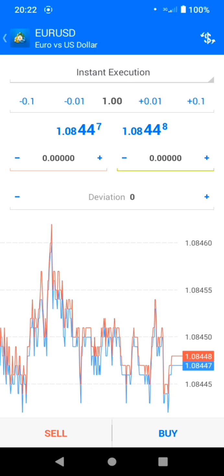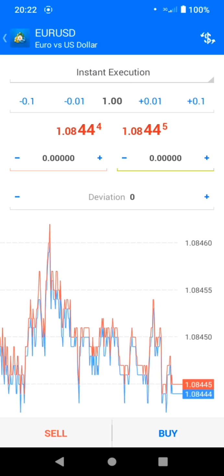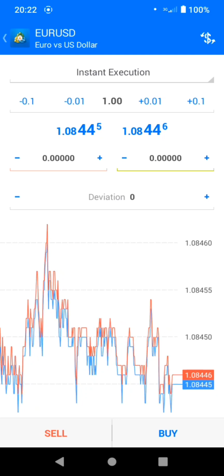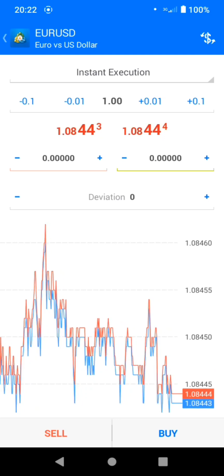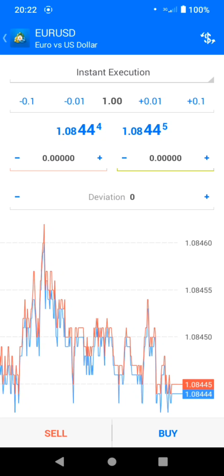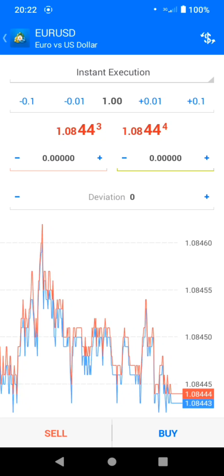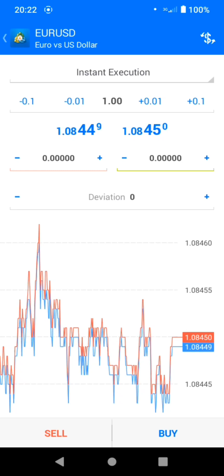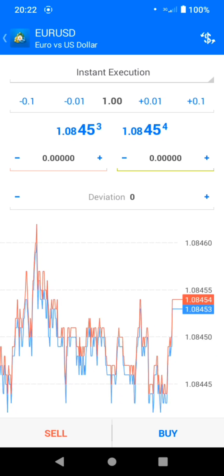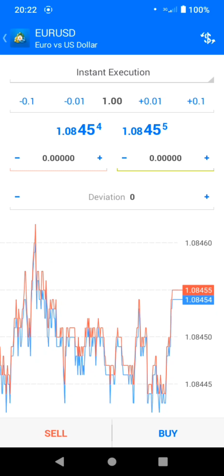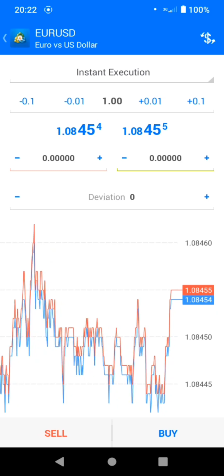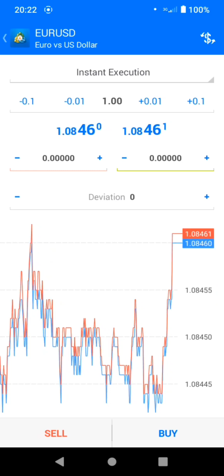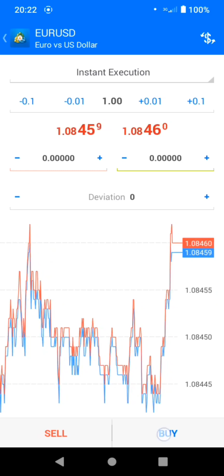Let's say now we want to go long. You can see we have buy and we have sell. When I say buy, it means long. We are saying the euro is going to be stronger and the dollar is going to be weak. If I say sell, it's going to be the opposite: the dollar is going to be strong and the euro is going to be weak. So buy is called long, and sell is called short. If I say let's go long on this market, EUR/USD, I'm telling you to buy. So if I press buy now.